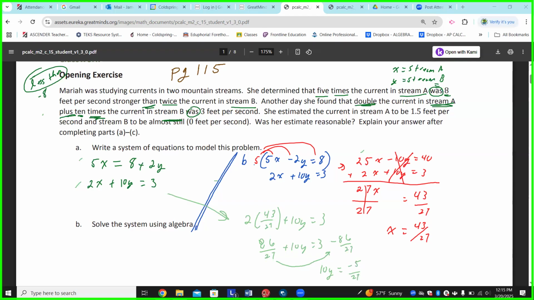And then what will be your last step? Divide one more time. What is negative 5 over 27 divided by 10? Should be negative 5 over 270, which would actually be negative 1 over 54. All right, there you go. There's your answer. So using algebra, you got 43 over 27, comma, negative 1 over 54.